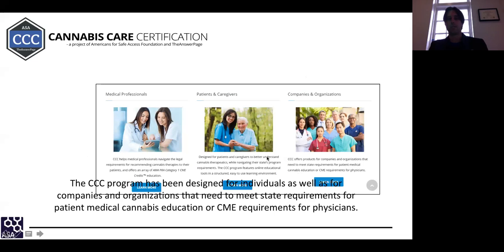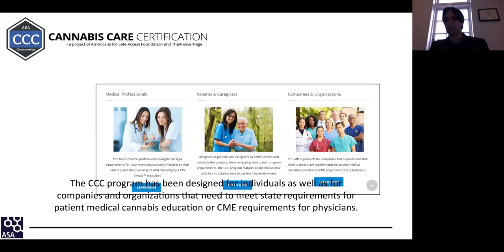So the CCC program was designed for individuals such as medical professionals, patients, and their caregivers, as well as companies and organizations. What dispensaries really like to do is buy a package of CCC so that they can offer all their patients the same experience from store to store to store, where you're not necessarily relying on individuals to do the training, but you have these online modules which can track training and completion and comprehension of these different modules. And so it's really important for companies which are trying to give their patients the best experience possible. So this is really popular for dispensaries, and we can talk a little bit more about patient education dispensaries later on.